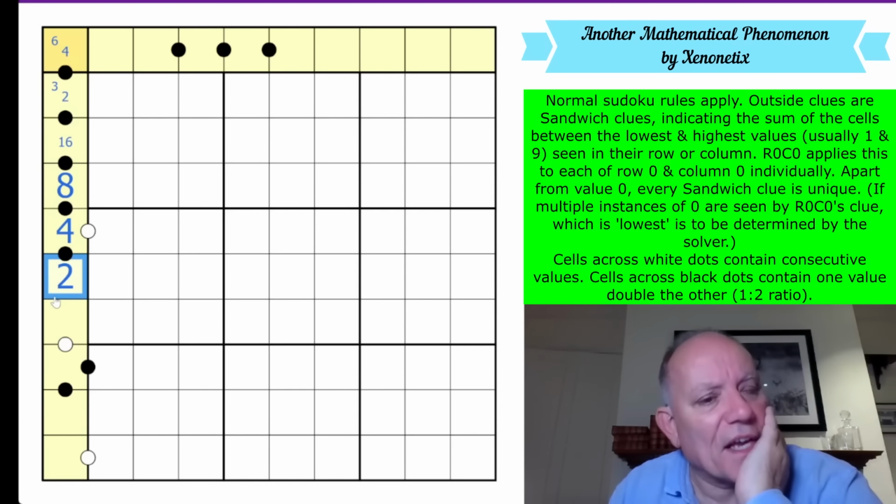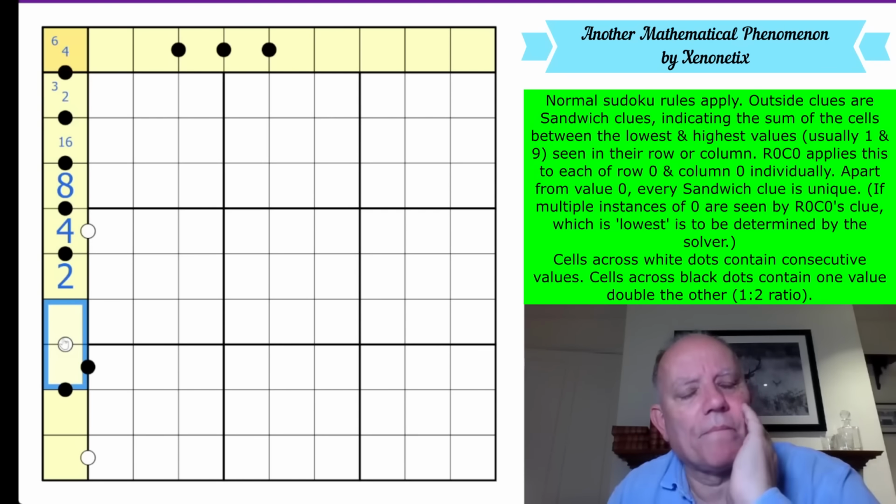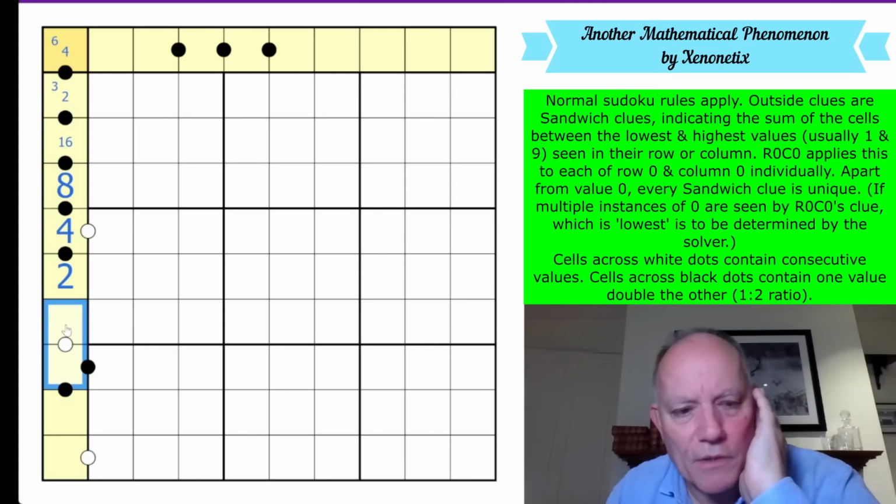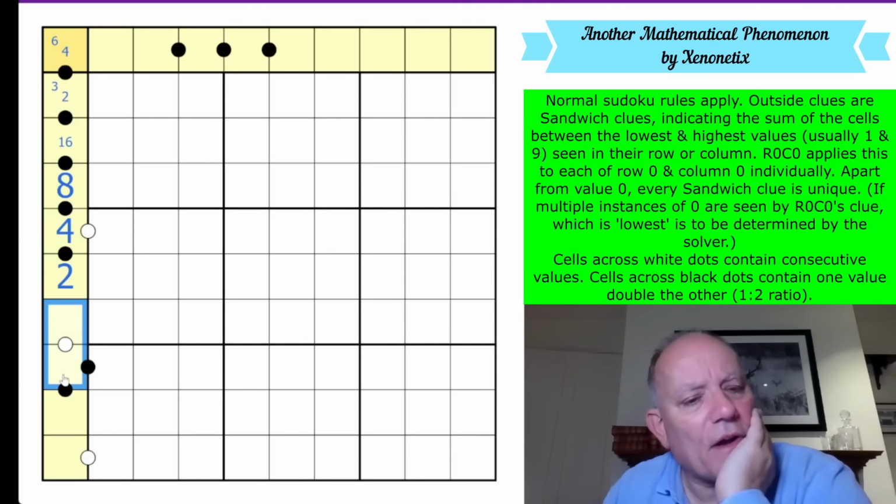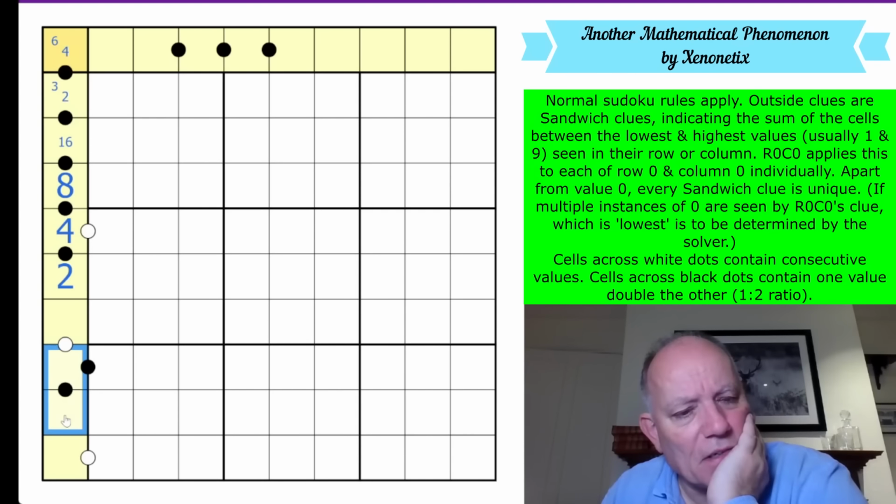I've thought more things here. 0 can't be on the white dot because the other digit would be a 1, and 1 is not possible. 0 can't be on the black dot because that would put a 0 on the white dot, and we just said that's not possible. 0 could be here.